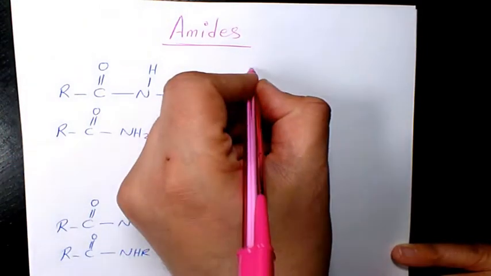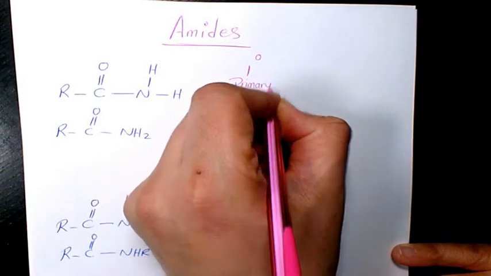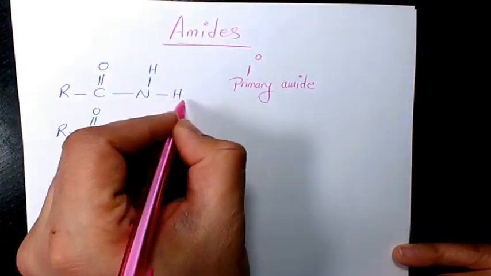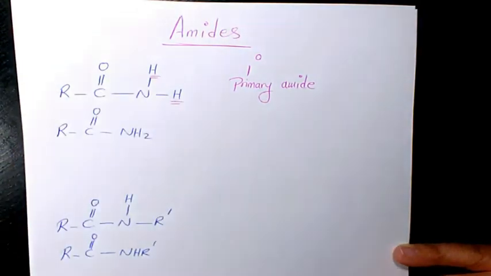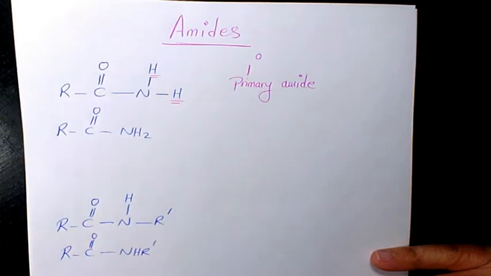This one is called a primary amide. Why? Because we have two hydrogen atoms which are not substituted yet. Or you can write it in condensed form like this.